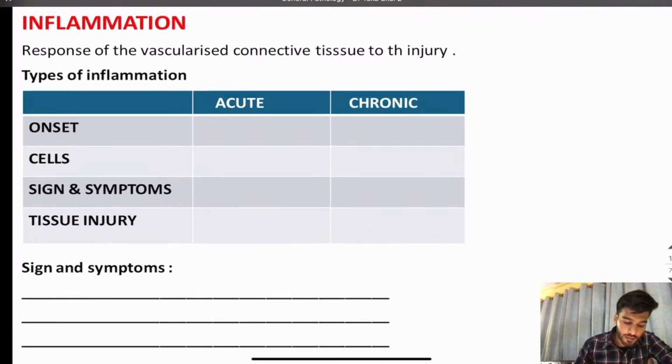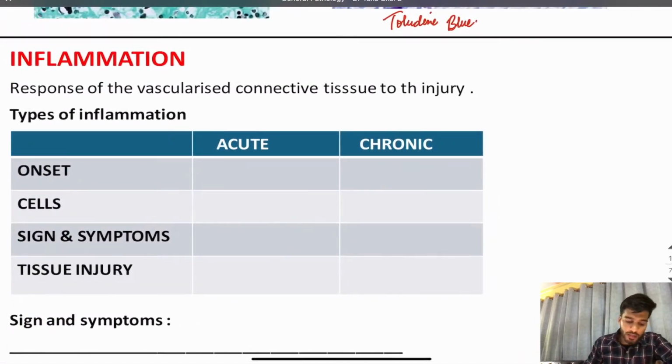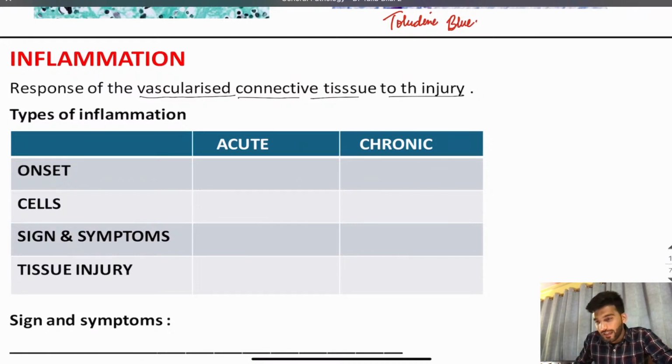Okay, inflammation. What is inflammation, guys? It's a response of the vascularized connective tissue to injury. Whenever the injury is happening, the response to that vascular injury is called inflammation. Simple.